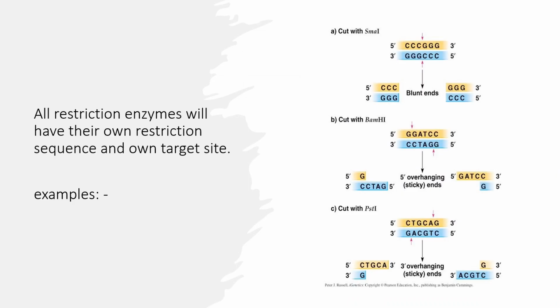All restriction enzymes will have their own restriction sequence and own target site. For example, a cut with SmaI produces a blunt end, a cut with BamHI produces a sticky end, and a cut with PstI produces a sticky end.